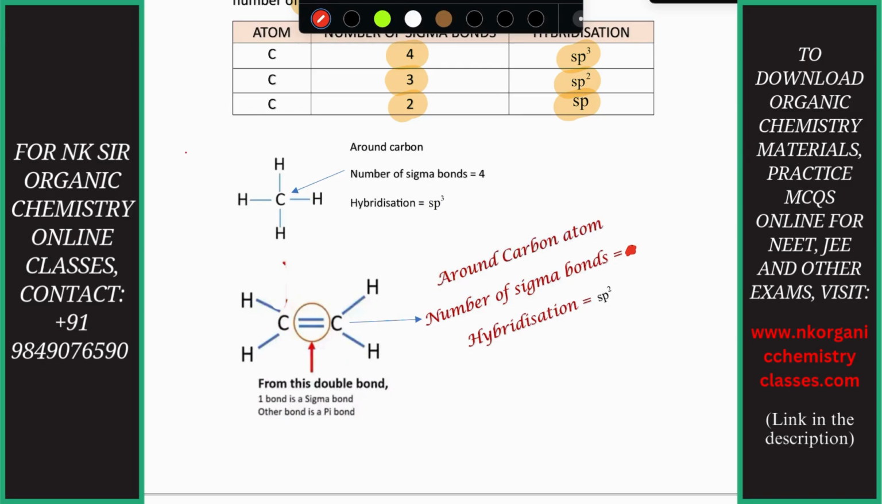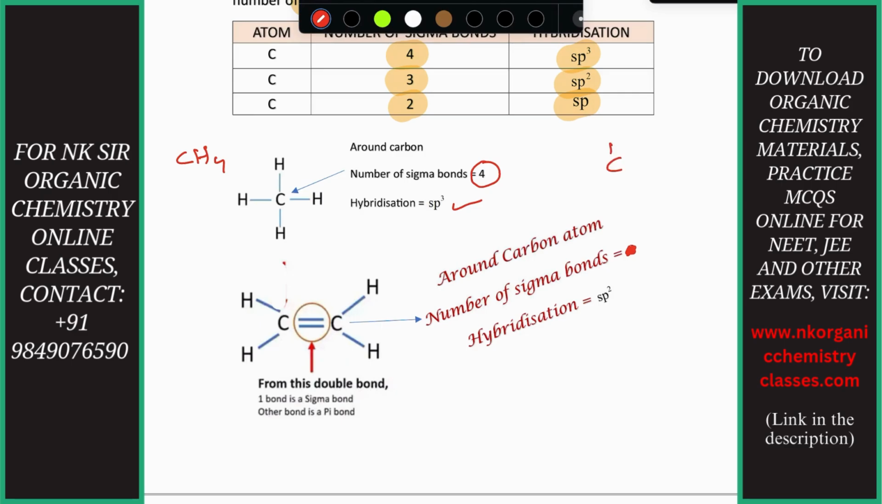Now here I am taking methane, CH4. So in methane, how many sigma bonds are there, guys? 4 sigma bonds are there. When 4 sigma bonds are there, what would be the hybridization? sp3. Very good.